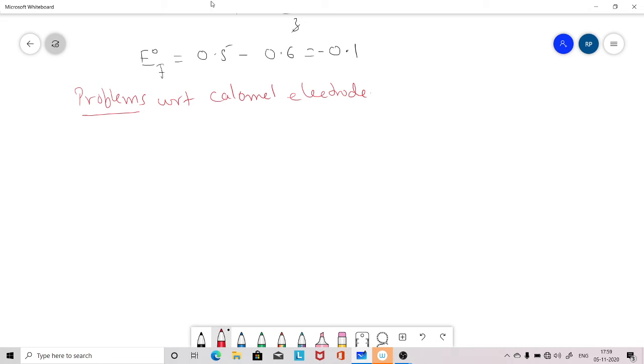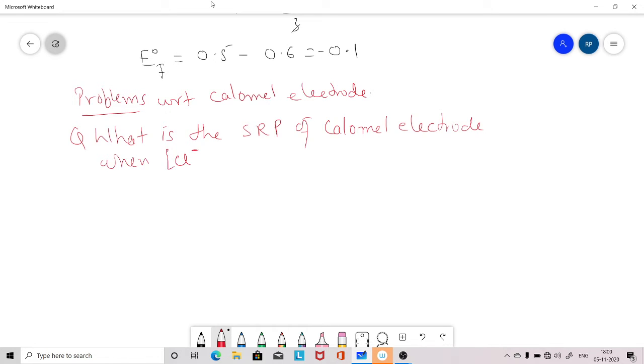Let's take one problem. What is the standard reduction potential of calomel electrode when chloride ion concentration is 0.01 molar? Let's suppose this is the problem we are getting. So we want the reduction potential of calomel electrode when the chloride ion is 0.01 molar.